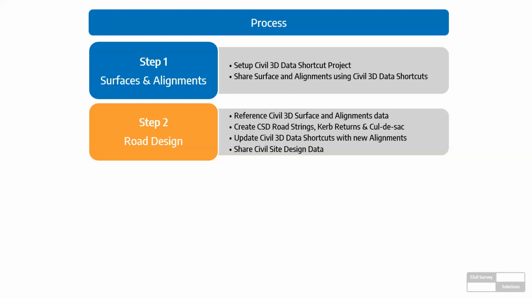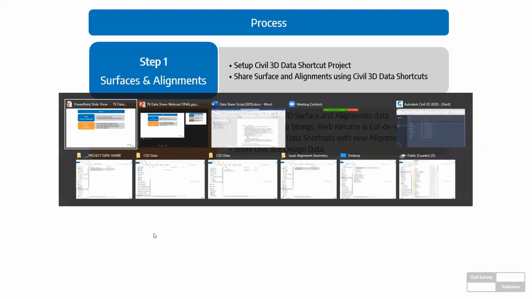So I'm going to take Todd's data. I am going to create some roads, curb returns, and cul-de-sac on that data set, so I'm going to embellish it. And then what I'm going to do is show the process of sharing this back to Todd so that we can collaborate at a meaningful level.